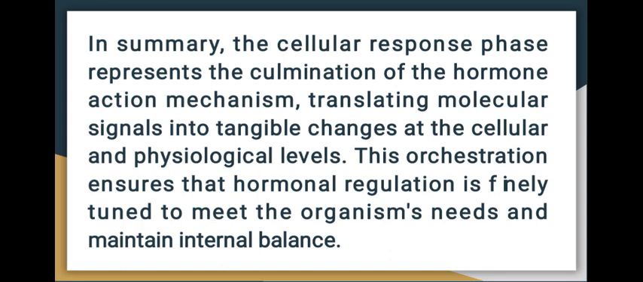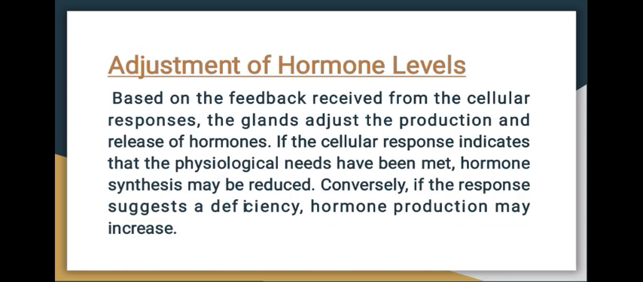And one such mechanism, the feedback loops, will be there. This orchestration ensures that hormone regulation is finely tuned to meet the organism's needs and maintain internal balance. Adjustment to hormone levels. Based on the feedback received from the cellular responses we mentioned, the glands adjust the production and release of hormones. If the cellular response indicates that the physiological needs have been met, hormone synthesis may be reduced. Conversely, if the response suggests a deficiency, hormone production may increase.